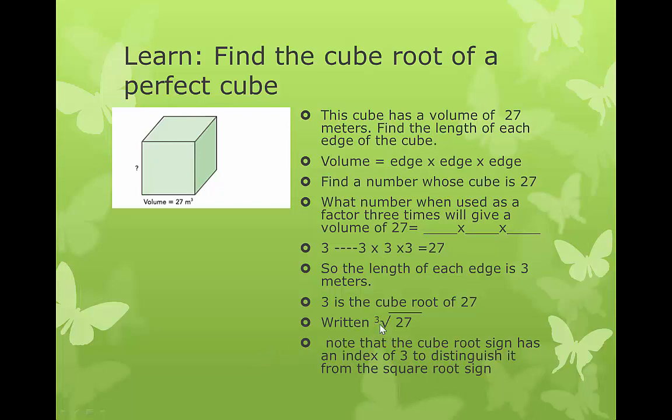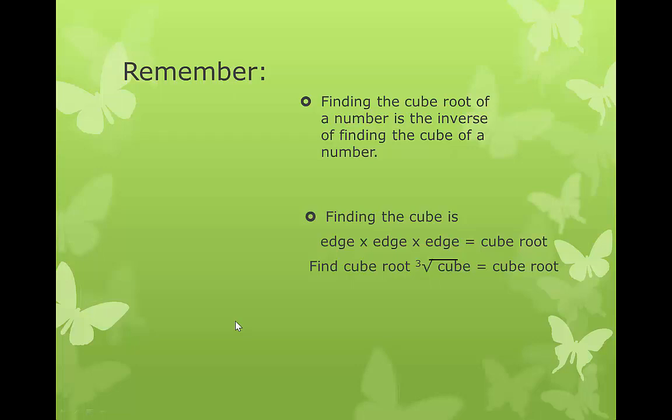A common mistake students make when using cube roots is forgetting to put the 3 as an index. Remember, finding the cube root of a number is the inverse of finding the cube of a number. Finding the cube is edge times edge times edge. Find the cube root is the inverse: the cube equals the cube root.